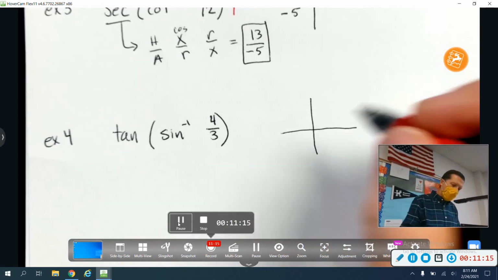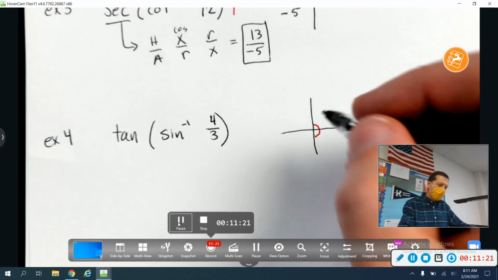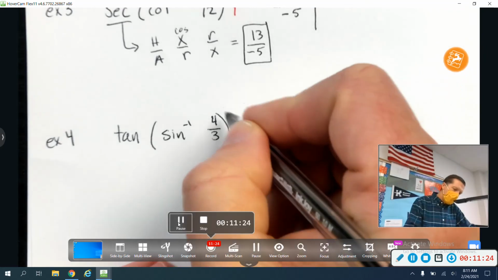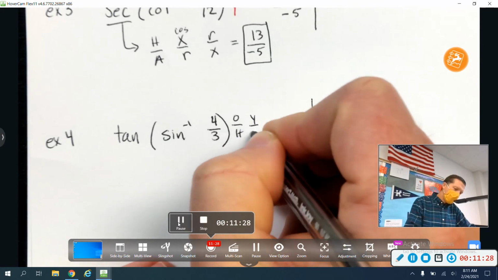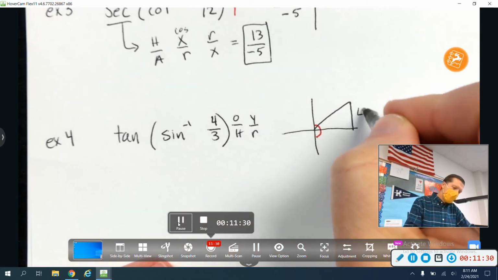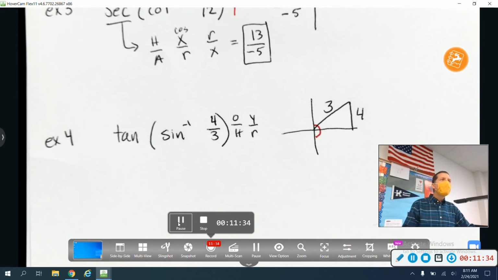Let's see. Inverse sine's got to come from 1 or 4. This one's positive, so it's got to be in 1. Let's see. Sine is opposite over hypotenuse, or y over r. So 4 over 3. Good. I see some people shaking their head like, wait a minute. Why are we shaking our heads on that? What's not right about that?